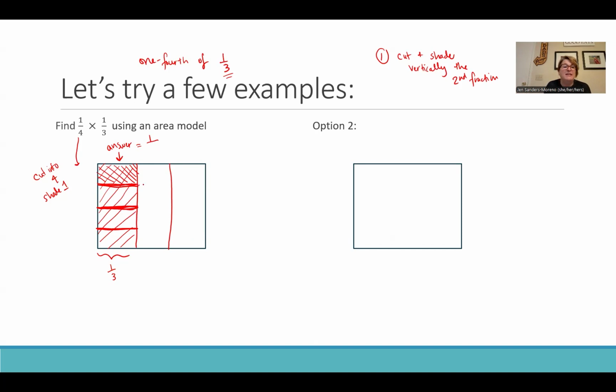So here's where we extend the cuts all the way across, and you're going to see that we end up with 12 total boxes. So my answer is 1/12. So that one double shaded region is 1/12 of the whole original shape. Okay, so that's option one. Maybe that connects with you.